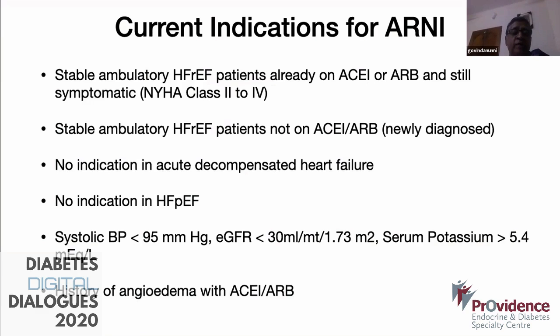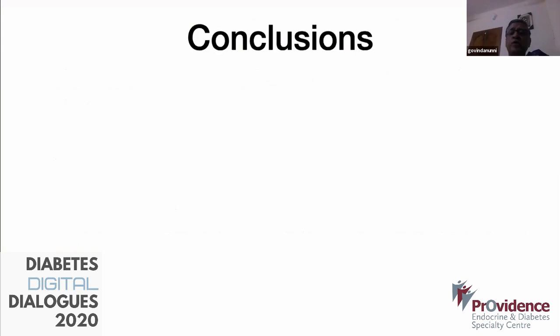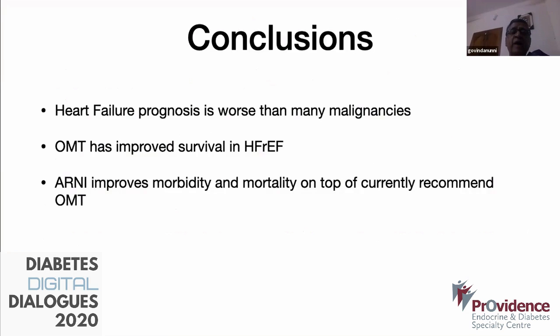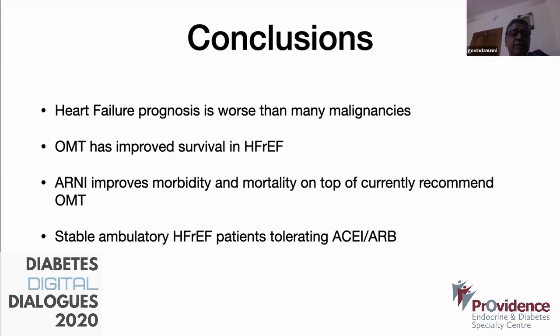History of angioedema with either ACE or ARB is another contraindication for ARNI. So to conclude, ladies and gentlemen, heart failure prognosis is actually worse than many malignancies. Optimal medical therapy has improved the survival of heart failure with reduced ejection fraction. ARNI, on top of currently recommended optimal medication, has further improved not only the morbidity but also mortality in heart failure with reduced ejection fraction.